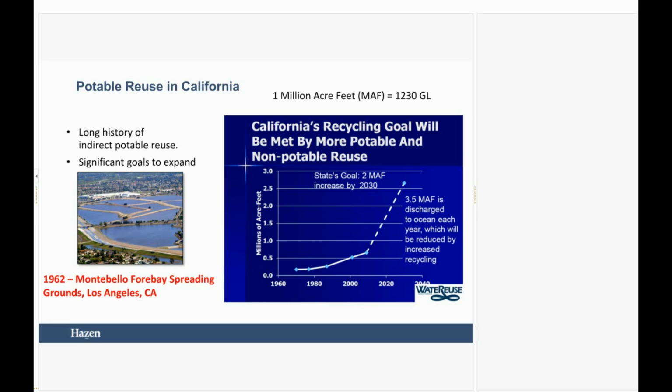The picture there is of the Montebello Four-Bay Spreading Grounds, which is in eastern Los Angeles. These are just large ground spreading areas that take secondary effluent from one of the large wastewater treatment plants in the area. I think it's the Tillman treatment plant. Prior to the 1960s, stormwater was used for aquifer replenishment, and also imported water was used for aquifer replenishment. But since the 1960s, it's been treated effluent.